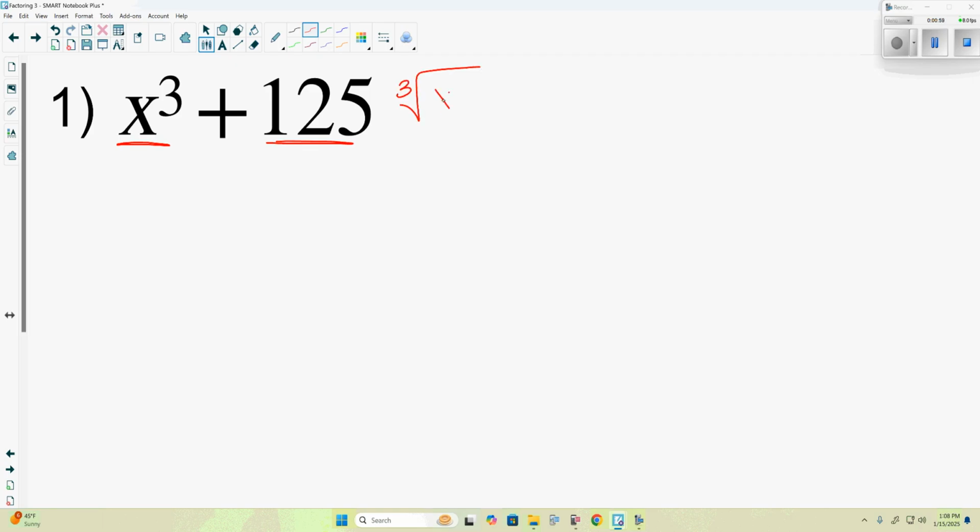And so we can see if x to the third is a perfect cube and if 125 is a perfect cube. And what I always start off with is finding the cube root of both terms because we can find out what's going to take the place of a and b in the general form. Now the cube root of x to the third is, well, just x, because the cube root and third power will cancel each other out.